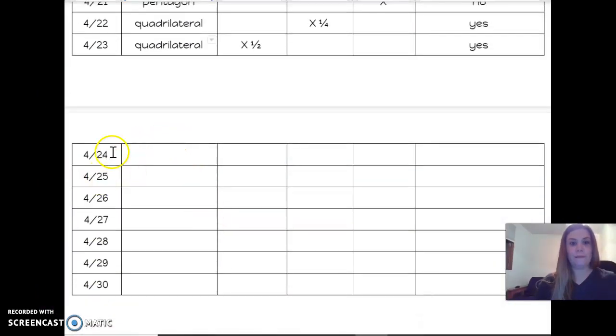Here we are. Today is the 24th. We have a quadrilateral, and it is not symmetrical, unfortunately. Let's check and see what tomorrow's will be.